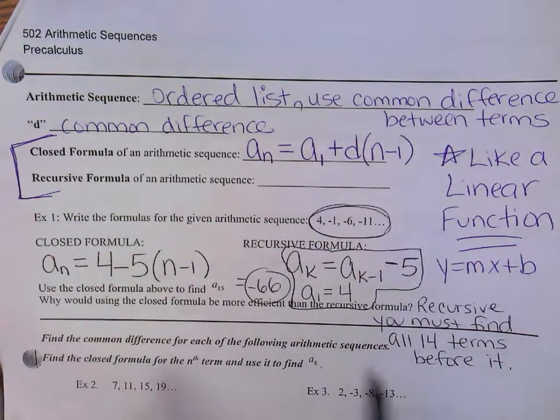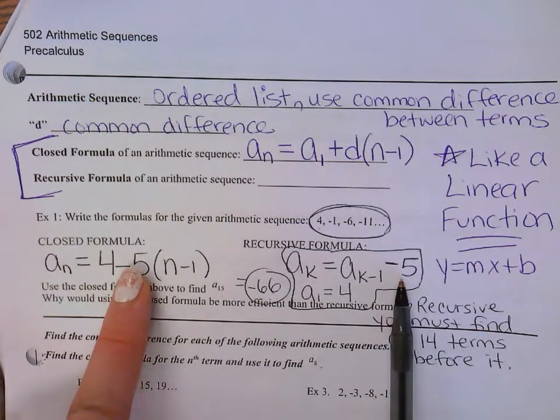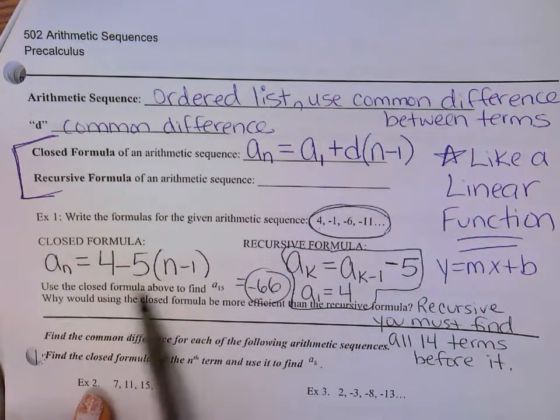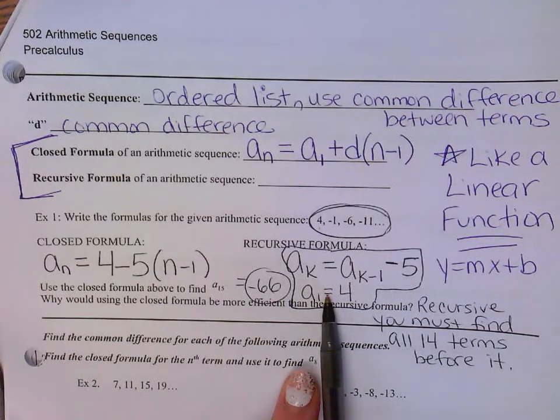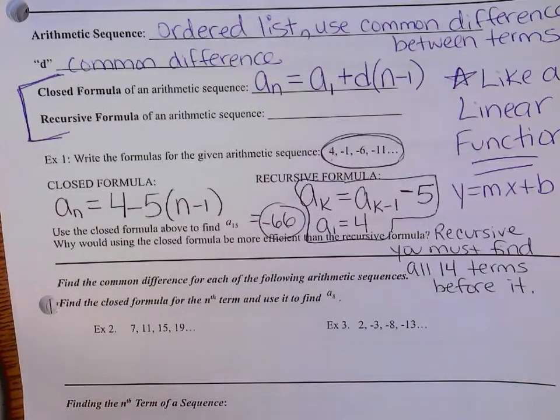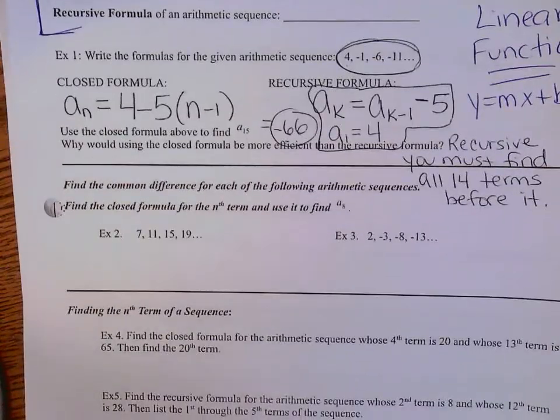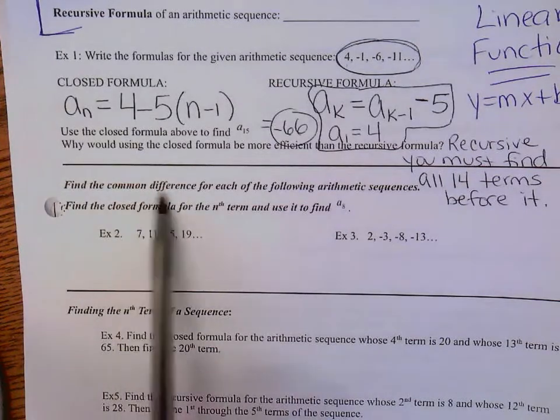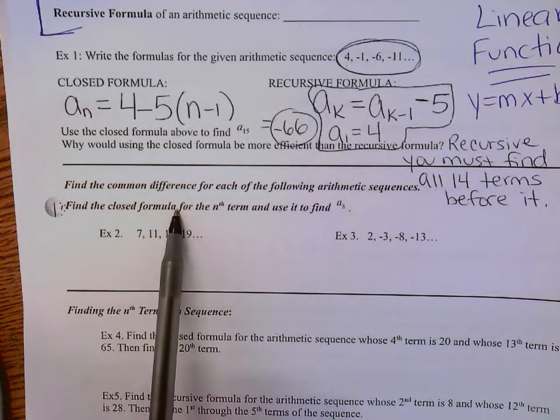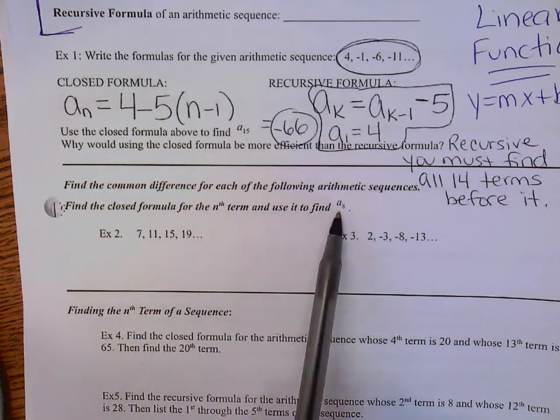It looks slightly similar. They both show you the common difference, but this allows for direct substitution, and this you'd have to develop all of your terms. All right, so let's do example 2 together, and then maybe you can try example 3. It says find the common difference and find the closed formula, and then use it to find term 8.